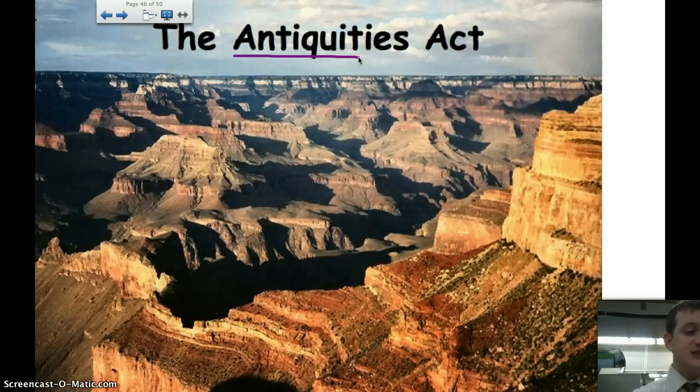So the Antiquities Act, which Teddy Roosevelt was instrumental in getting Congress to pass, is going to protect certain landmarks in America and call them antiques or antiquities, like the Grand Canyon. Okay, Teddy Roosevelt is able to get Congress to pass this law.